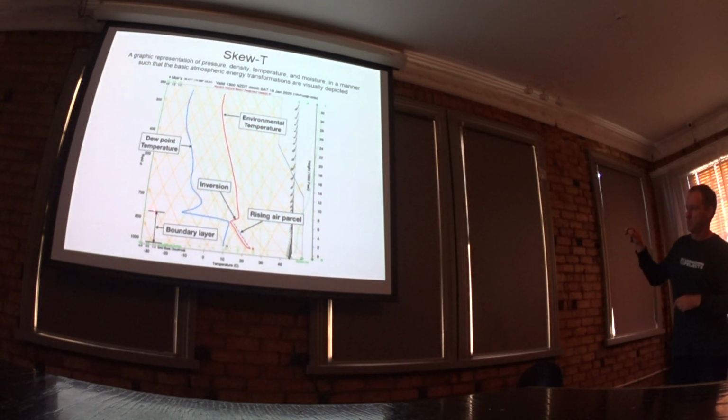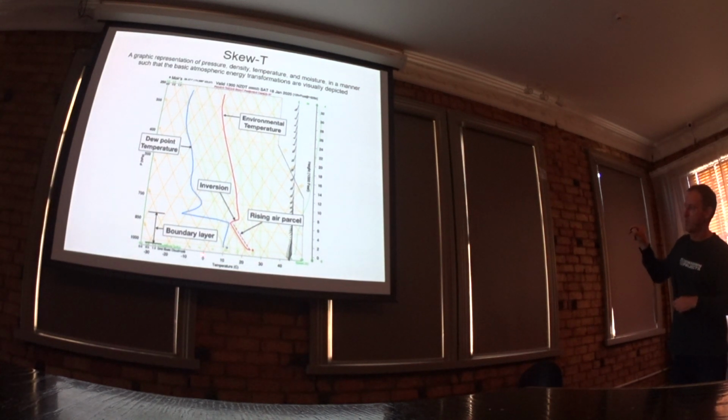This is our boundary layer. So this is the part of the diagram that we're most interested in, up to the inversion. But there is a few things up here that we're going to look at later too.